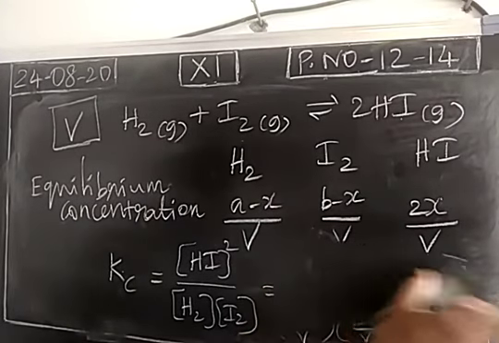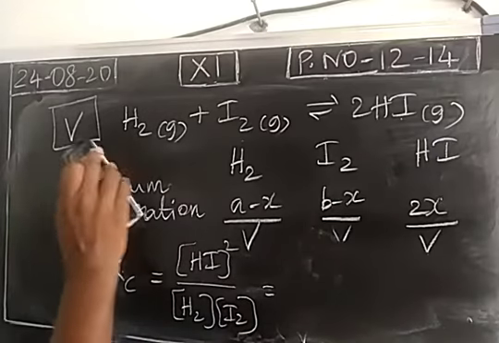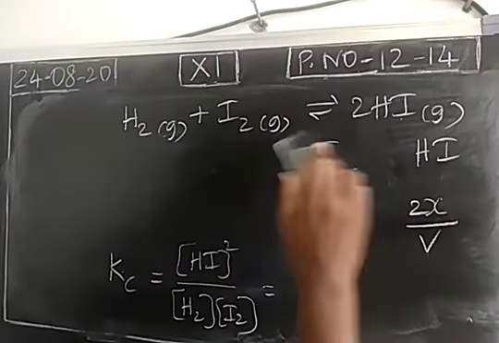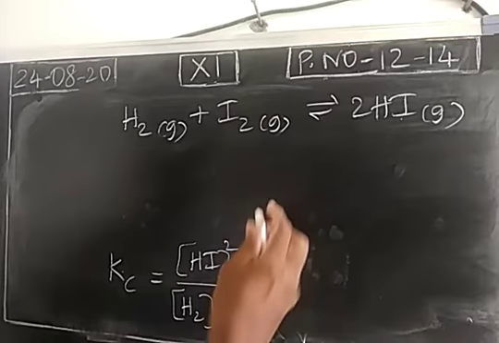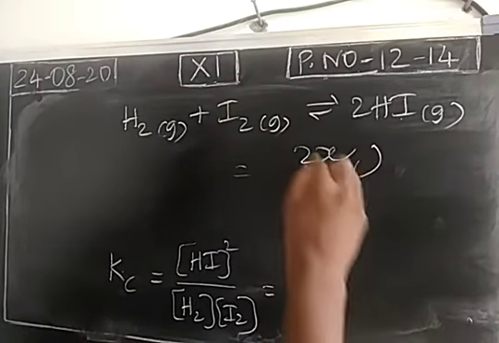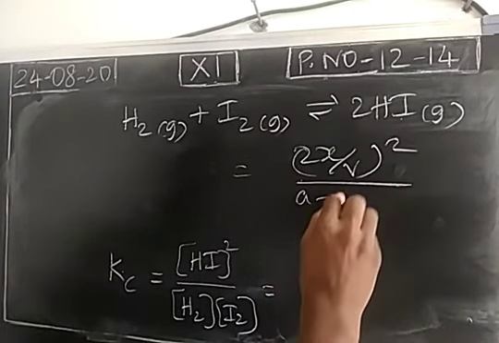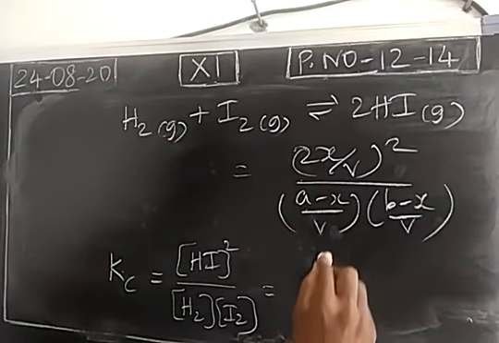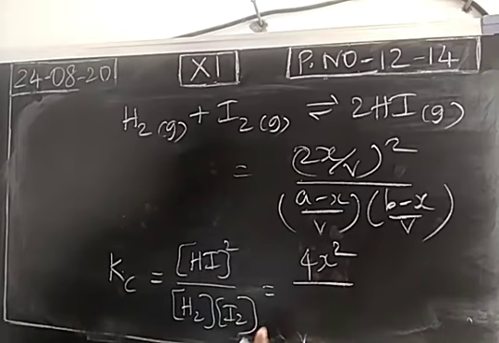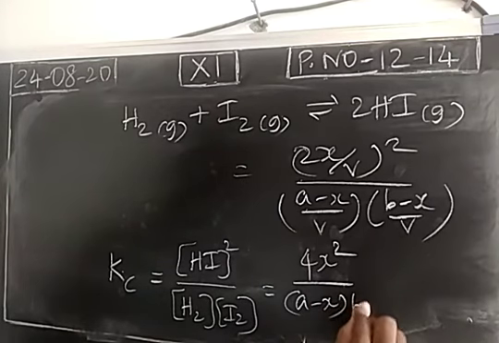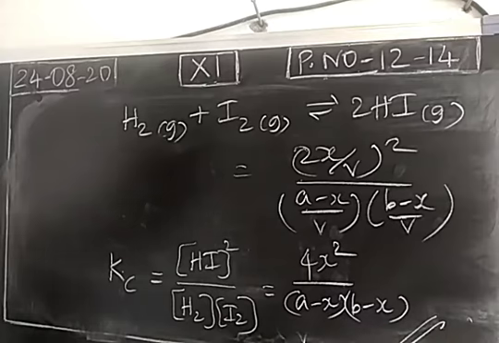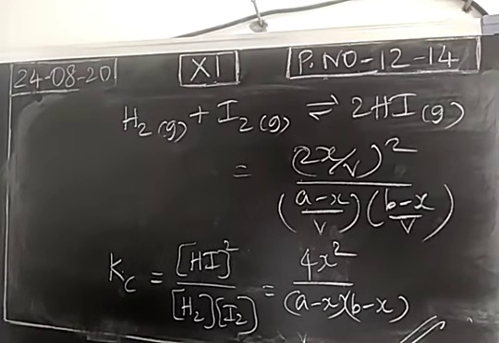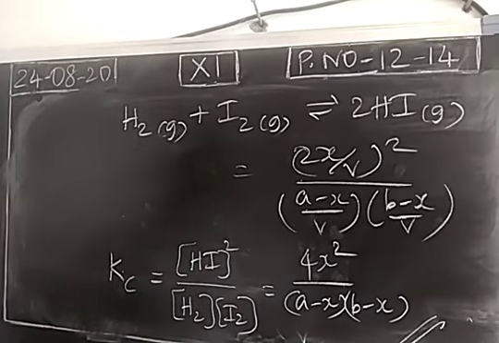So substitute the values, you will get 2x by V whole square divided by A minus x by V, B minus x by V. This will become 4x square divided by A minus x into B minus x. So this is Kc, the equilibrium constant for the formation of hydrogen iodide. In terms of molar concentration, we have derived the Kc value.